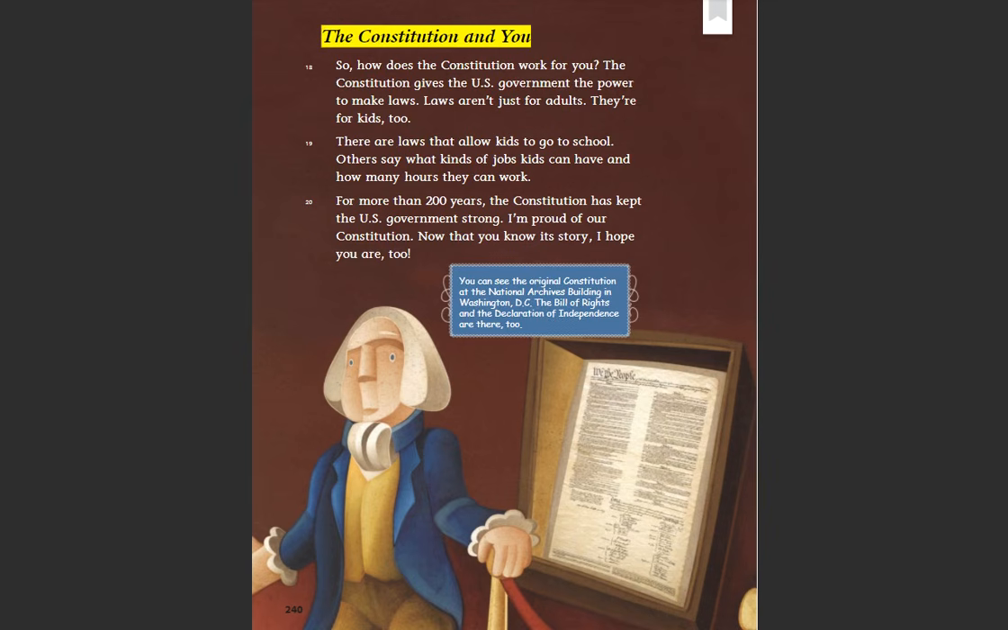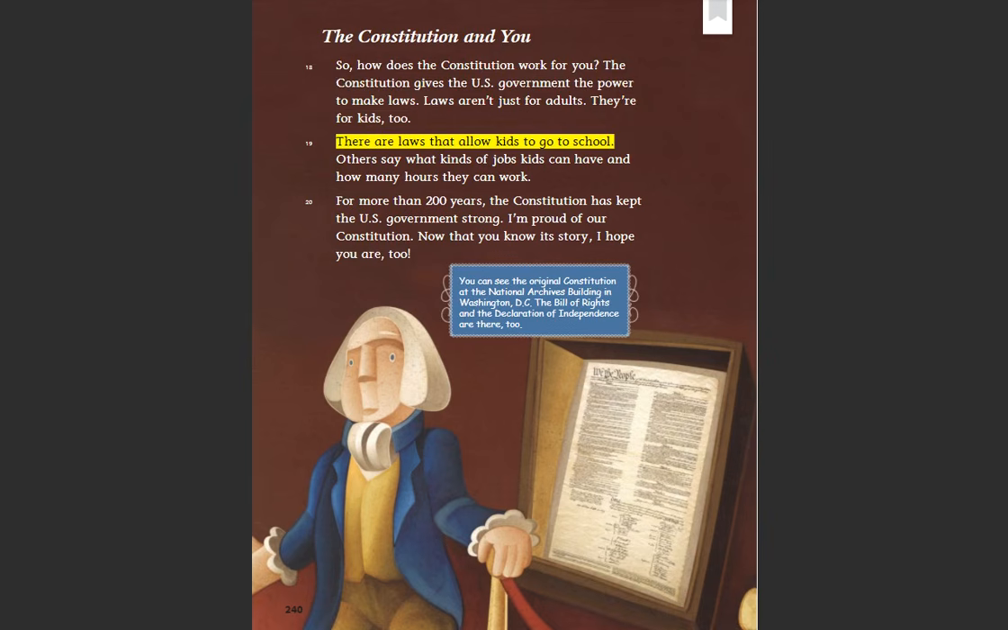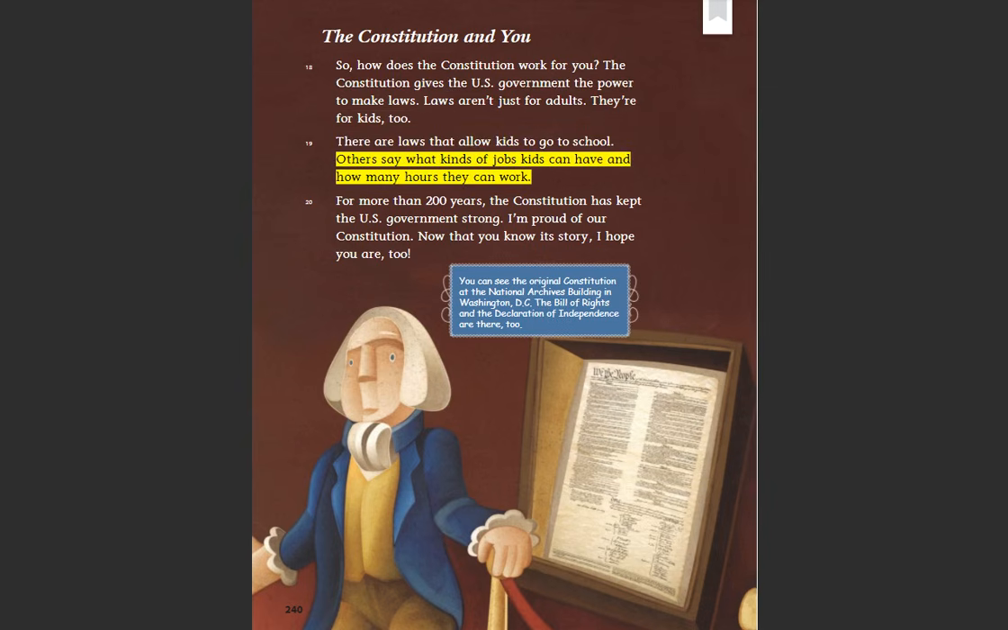The Constitution and you. So, how does the Constitution work for you? The Constitution gives the U.S. government the power to make laws. Laws aren't just for adults, they're for kids too. There are laws that allow kids to go to school. Others say what kinds of jobs kids can have and how many hours they can work.